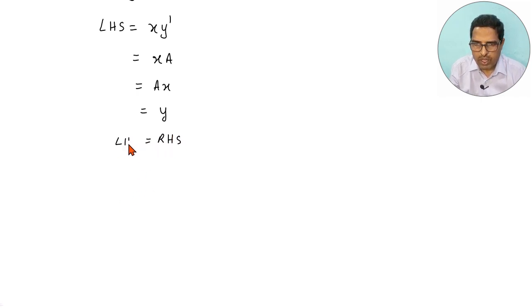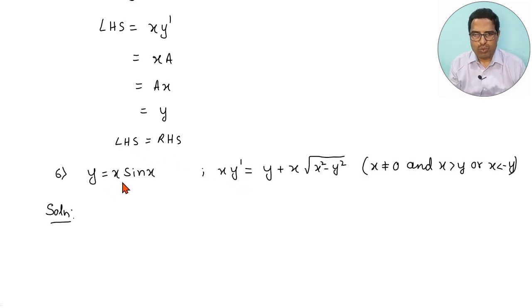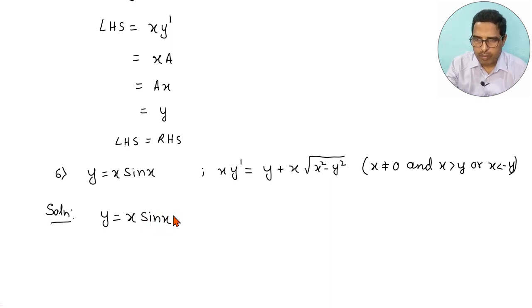Hence, we have verified the differential equation. So the next question is y is equal to x sin x, and the given differential equation is xy dash is equal to y plus x root of x square minus y square. So let us take the function y is equal to x into sine of x.